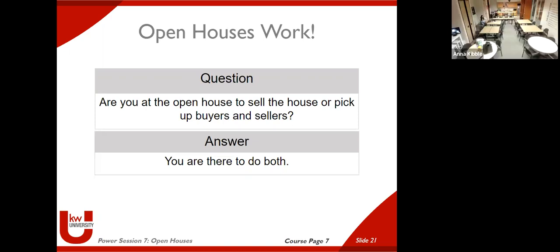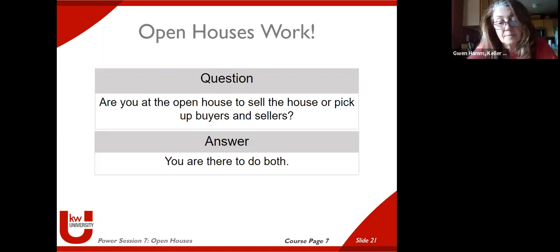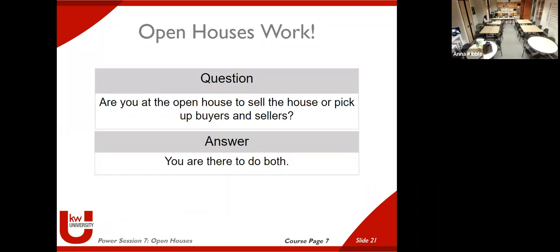So at an open house, are you there to sell the house or pick up buyers and sellers? Yes. Answers both, right? I think everybody gets picking up buyers from open houses. How do you pick up sellers from open houses?